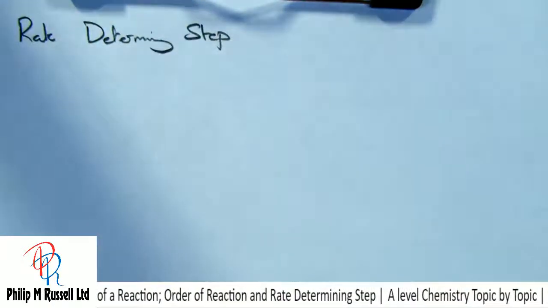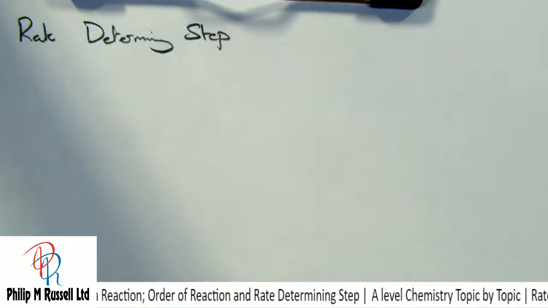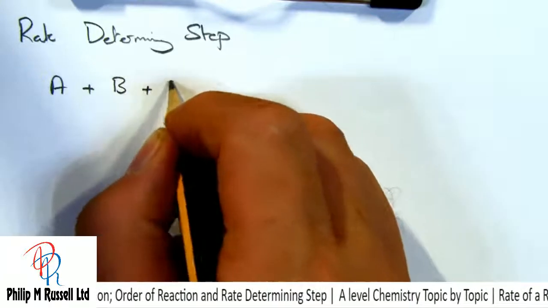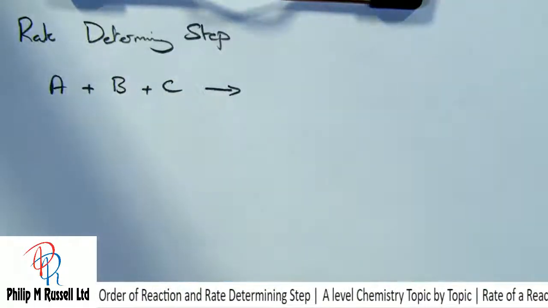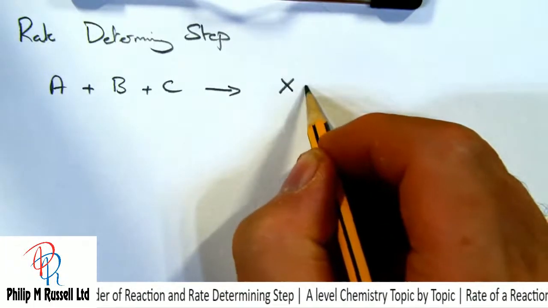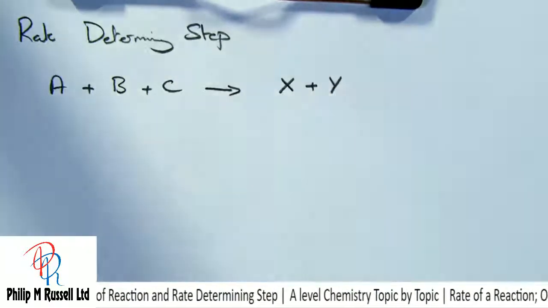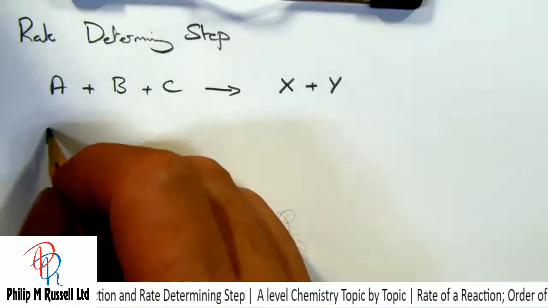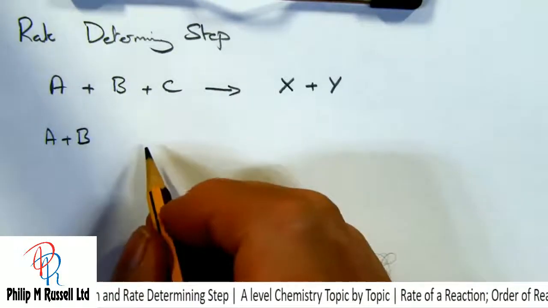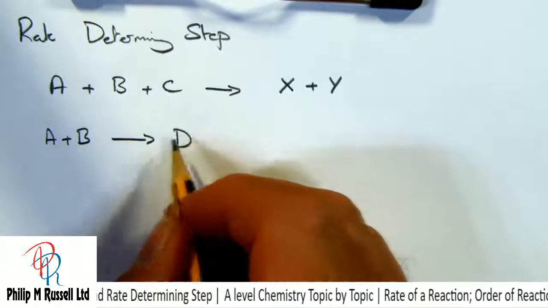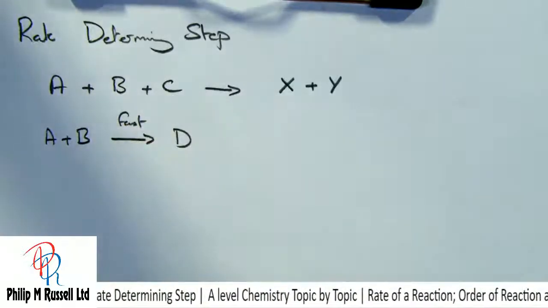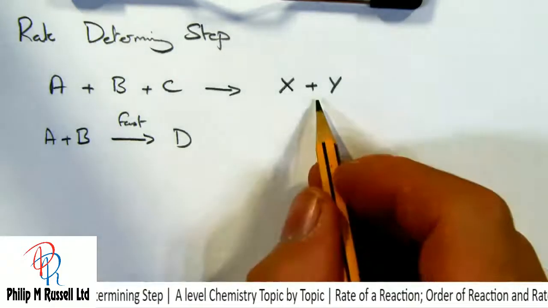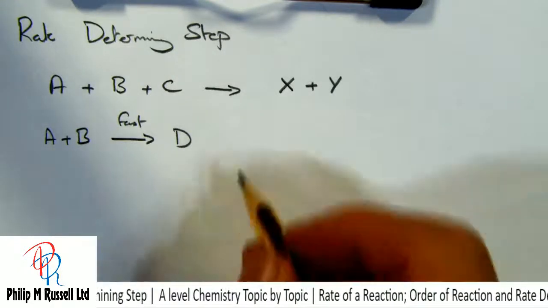Let's suppose I've got some chemicals in a reaction, and I'm going to have A plus B plus C, and this is going to give me my two new chemicals, which are going to be X plus Y. This reaction might occur with the following steps. Maybe A plus B react first in a fast reaction to make D. Now D is something that doesn't appear in the final reaction, so it's just an intermediate.